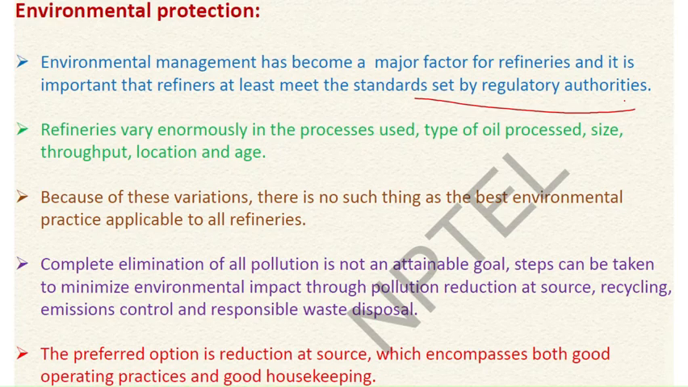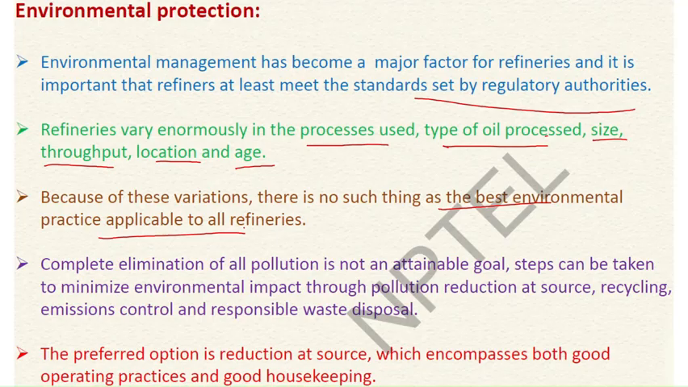Refineries vary enormously in the products, processes used, and types of oil process, size and throughput, location, and age. Refineries vary in what type of crude oil they are using, type of products they are producing, their size, location, how many years ago they were set up, and the amount of product they are producing. So, depending on that, different refineries have different rules and regulations that they need to meet. Because of these variations, there is no such thing as the best environmental practice applicable to all refineries. There are no general rules and regulations that everyone needs to follow, but it varies from refinery to refinery.